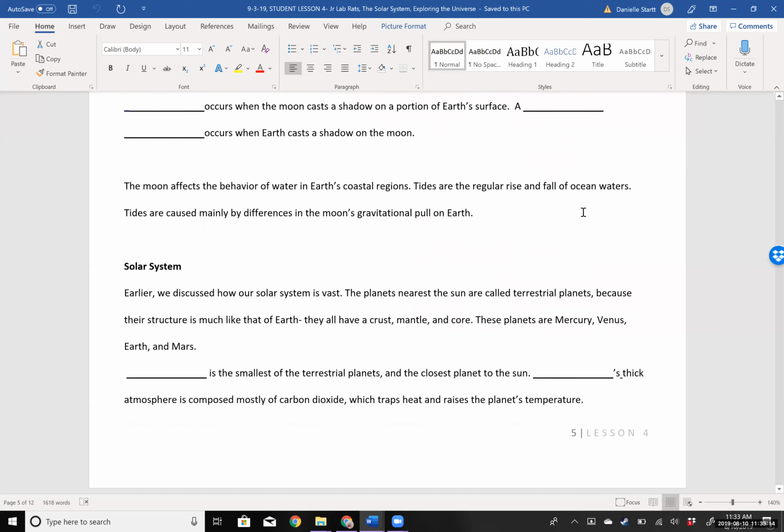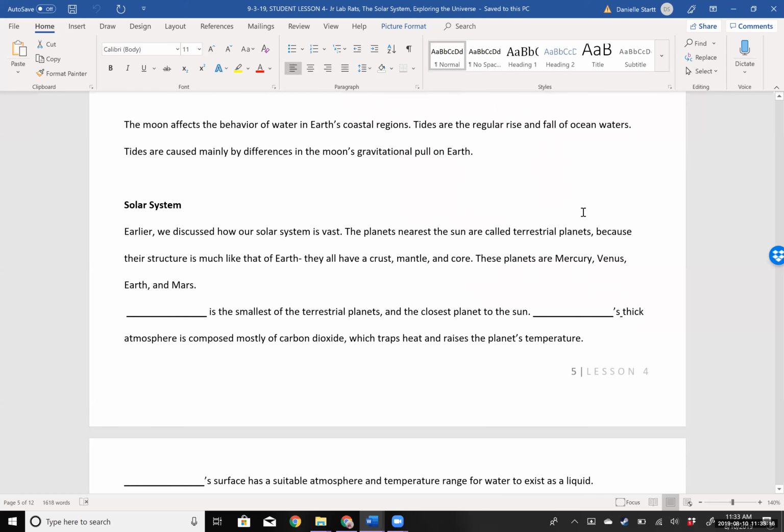The moon affects the behavior of water in Earth's coastal regions. Tides are the regular rise and fall of ocean waters. Tides are caused mainly by differences in the moon's gravitational pull on Earth. So you've got the moon right above the Earth, and it's pulling on the Earth, and the Earth is pulling on the moon. The Earth is larger, so it's pulling really hard, but the moon is orbiting and trying to fly away from Earth, so there's tension between the two.